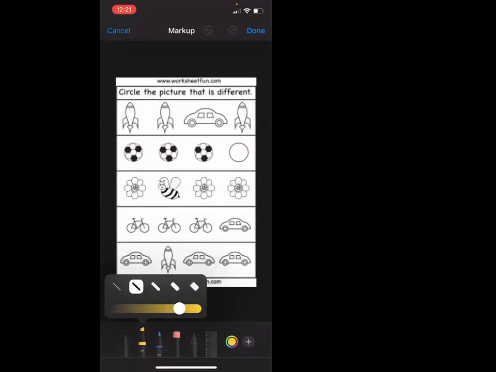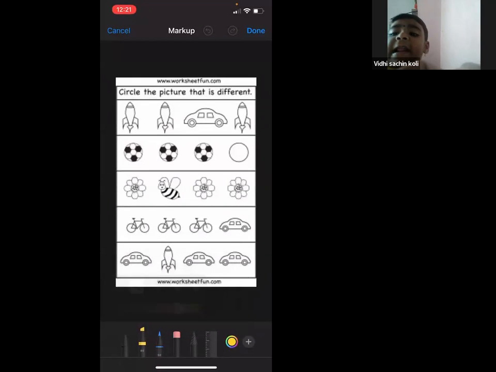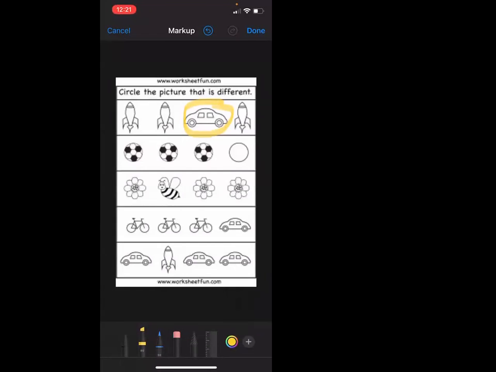So first is rocket, rocket, car and rocket. So what is different? Car. Yes. So I will circle the car. No one will unmute. Please keep your mics on mute.